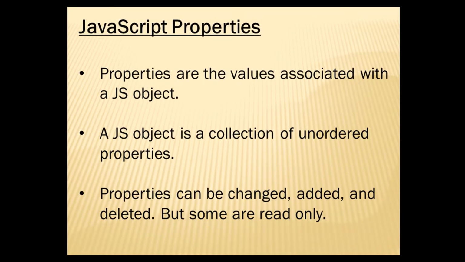JavaScript properties. Properties are the values associated with a JavaScript object. As I've told you, properties are a very important concept in JavaScript. A JavaScript object is a collection of unordered properties. Properties can be changed, added, and deleted, but some are read-only.